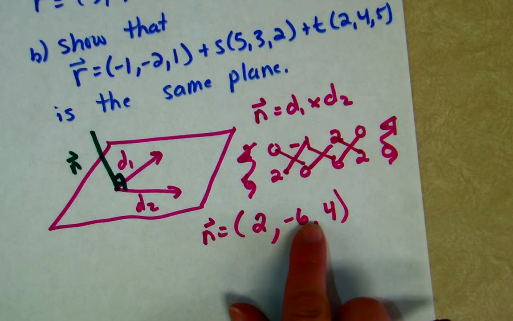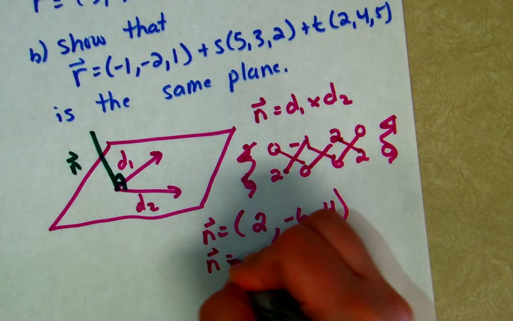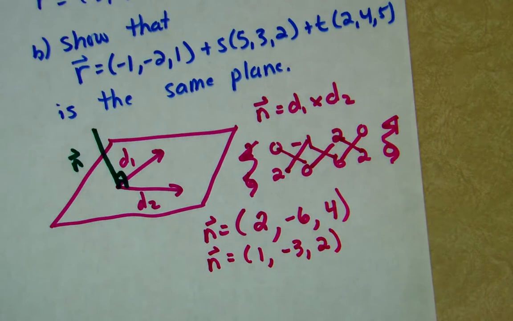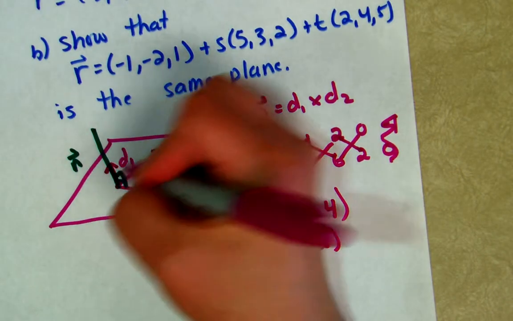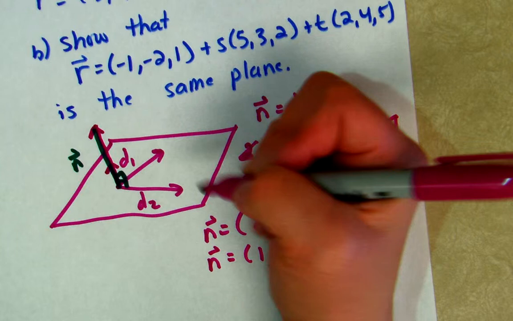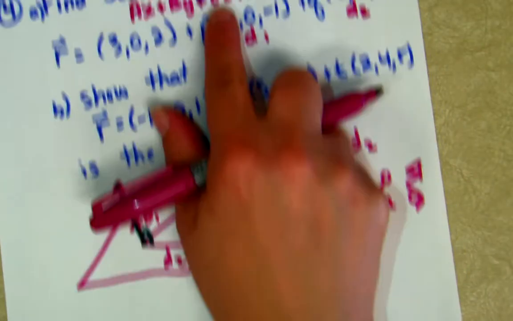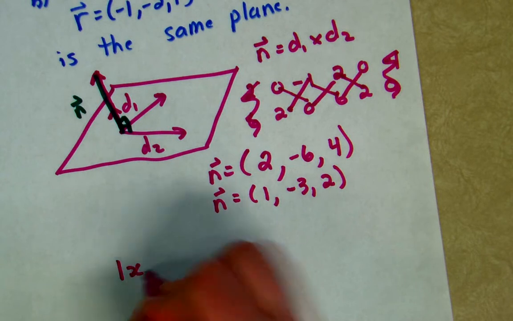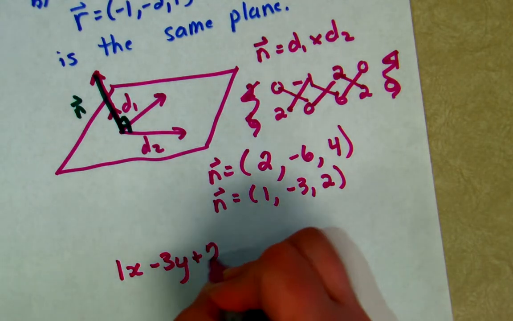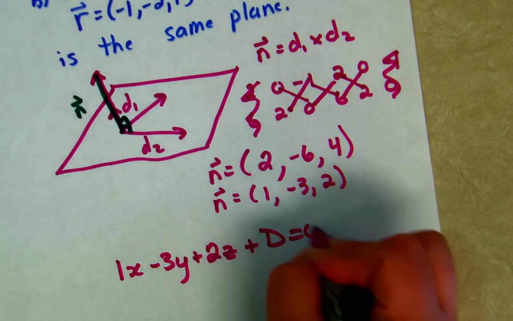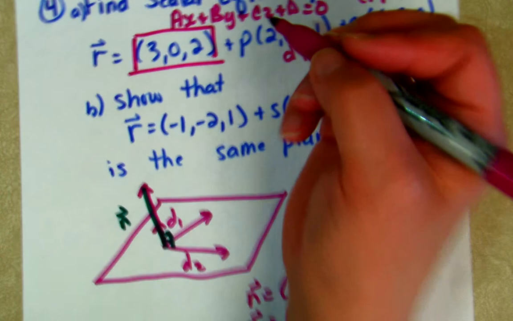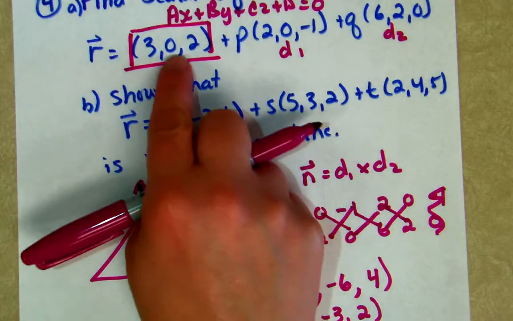Now, you can use this as your n. I know eventually I'm going to have to reduce into lowest terms, so I actually always reduce this n vector because it doesn't matter if it's short or if it's long, it's still the normal vector. So if I go back up to scalar form, ABC comes from my normal. So I have 1x minus 3y plus 2z plus d equals 0. Now all I need to do is solve for d. But I have a point on the plane. So I'm going to sub that in for x, y, and z.